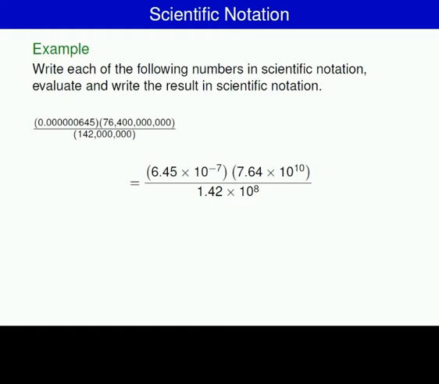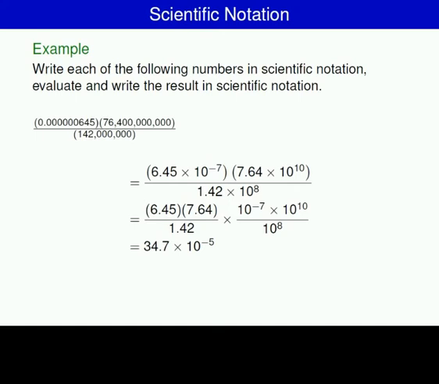Next, to simplify, I'm going to separate some of these numbers. You can view this as 6 different numbers. So I'm going to separate 6.45 times 7.64 divided by 1.42, times the powers of 10. 6.45 times 7.64 over 1.42, I can use the calculator for that, gives me 34.7. The powers of 10 multiplying, I need to add the exponents. So minus 7 plus 10 gives me plus 3 in the numerator, 10 to the 3. I still need to divide by 10 to the 8. So 10 to the 3 divided by 10 to the 8, I need to subtract 8 from 3, which gives me negative 5. So the result is 34.7 times 10 to the minus 5.